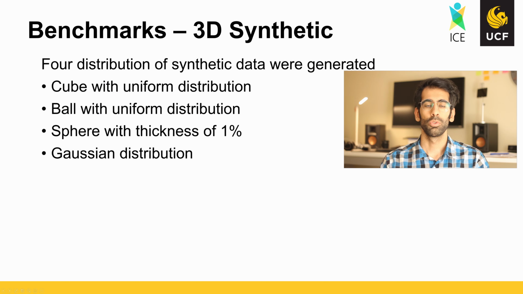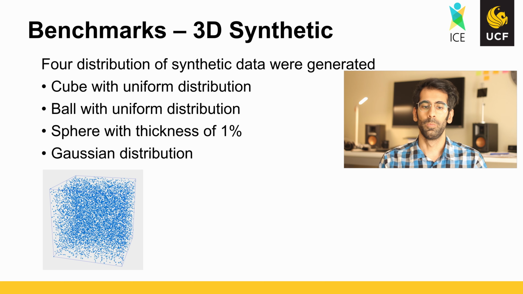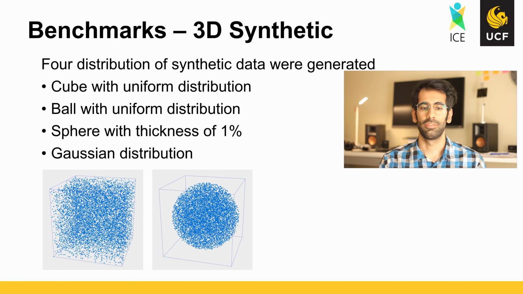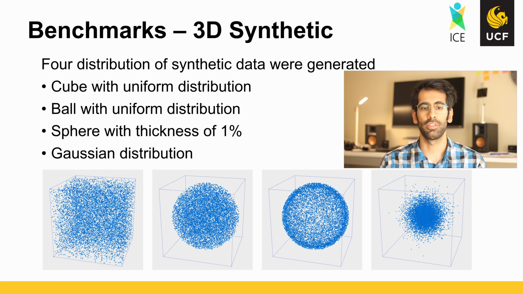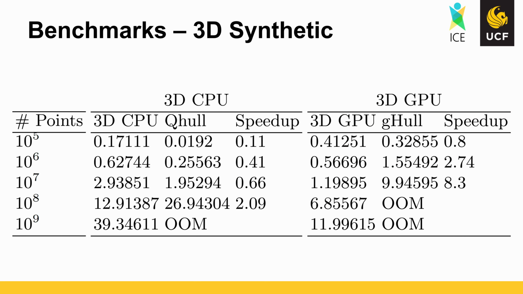performance that much. To benchmark the 3D data, we generated some synthetic data, and we had 4 distributions. A cube with uniform distribution, a ball with uniform distribution, a sphere with a thickness of 1%, and a Gaussian distribution. This table shows the average performance time for the number of points.